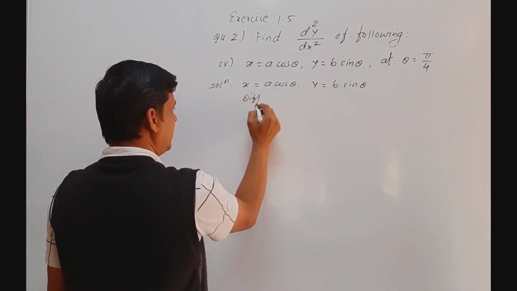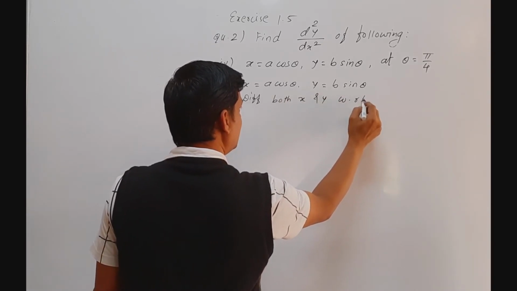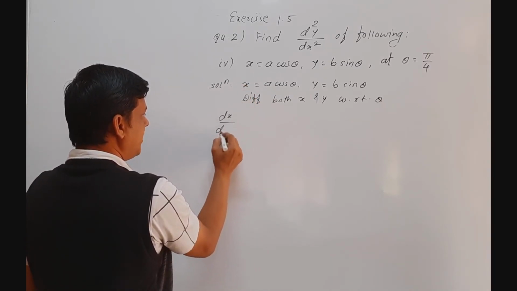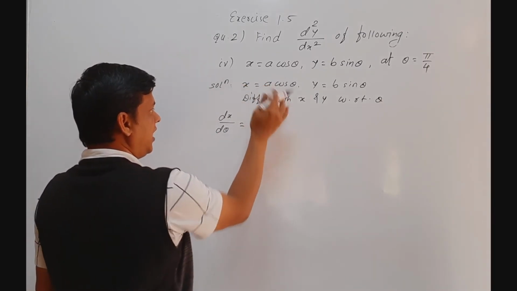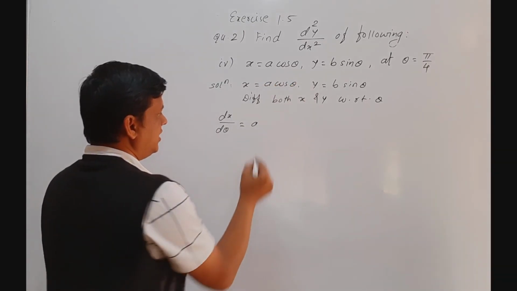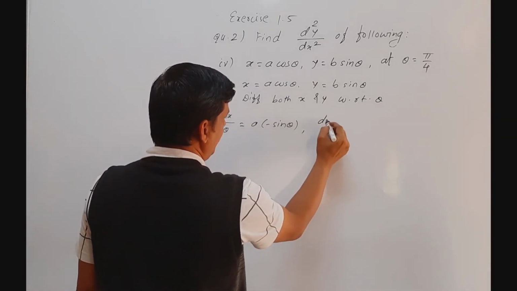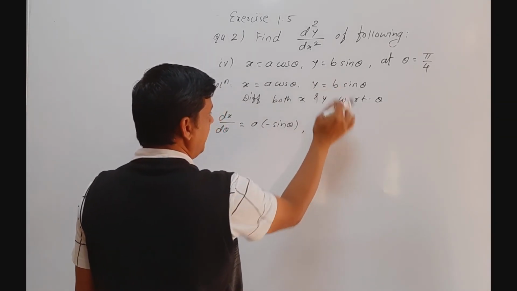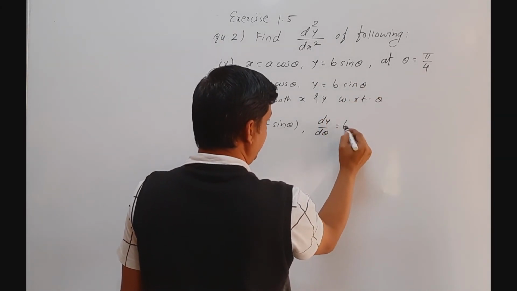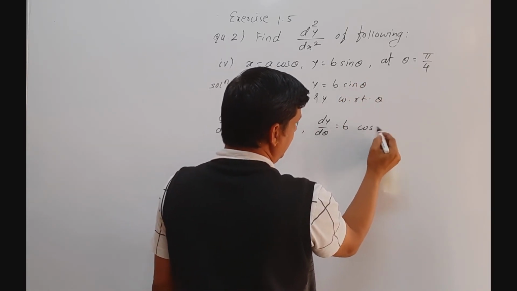So differentiate both x and y with respect to theta. So derivative of x we write dx by d theta. A is constant which is with cos theta. So we find derivative of cos theta which is minus sin theta. Then derivative of y with respect to theta we write dy by d theta. Here b is constant which is with sin theta. So write b as it is. Derivative of sin theta we write cos theta.